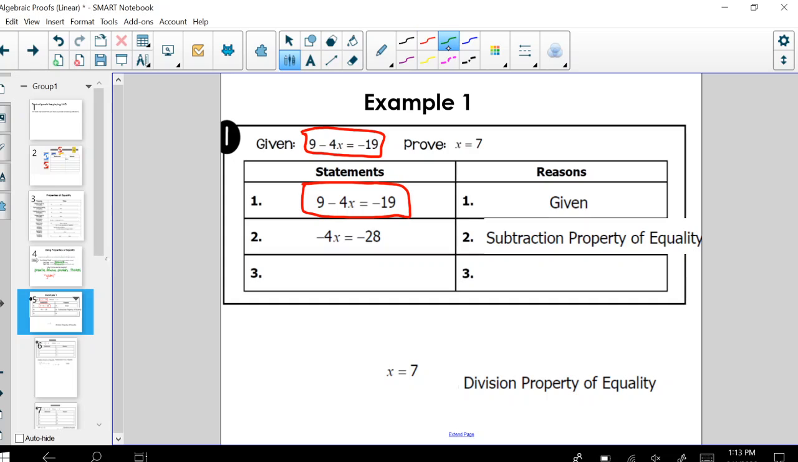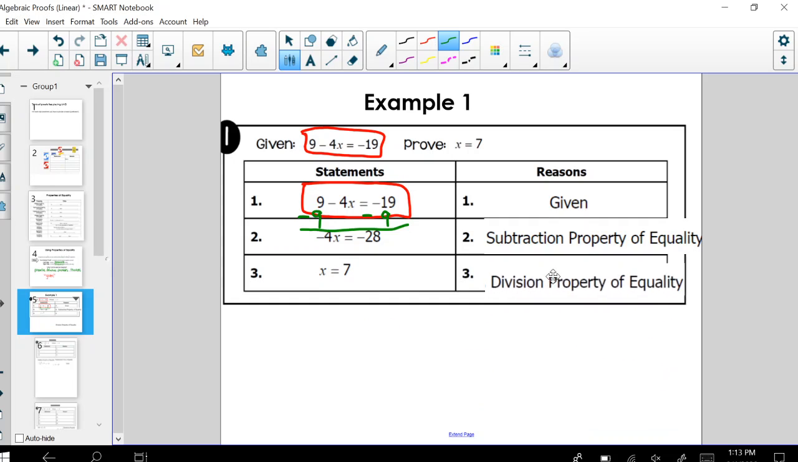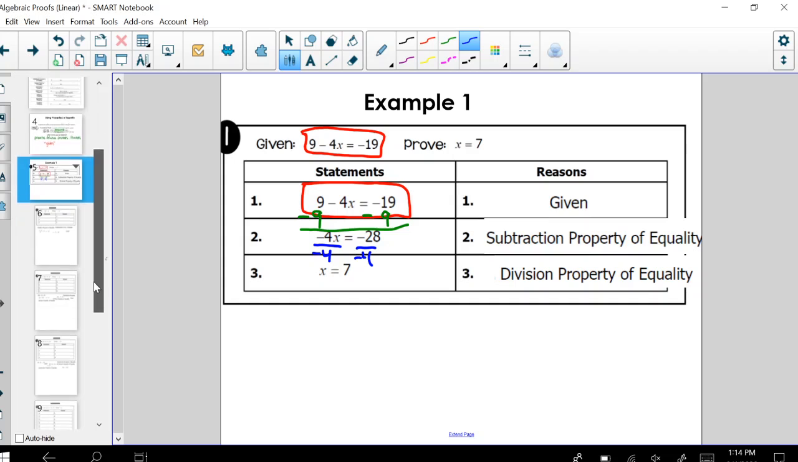Okay, the thing happening behind the scenes here that we don't see is that we subtracted 9 from both sides to get that step. But we don't have to actually write it out. We just have to write what we ended up with. And then finally, I get to where I'm proving that x equals 7, and this would be my division property of equality, because again, the invisible math happening behind the scenes here is that I'm dividing both sides by negative 4 so that I get x equals 7. Okay, so when we have the number of boxes already there for us, and when we have some drag and drop, we have some hints and some ideas as to what we need to do.